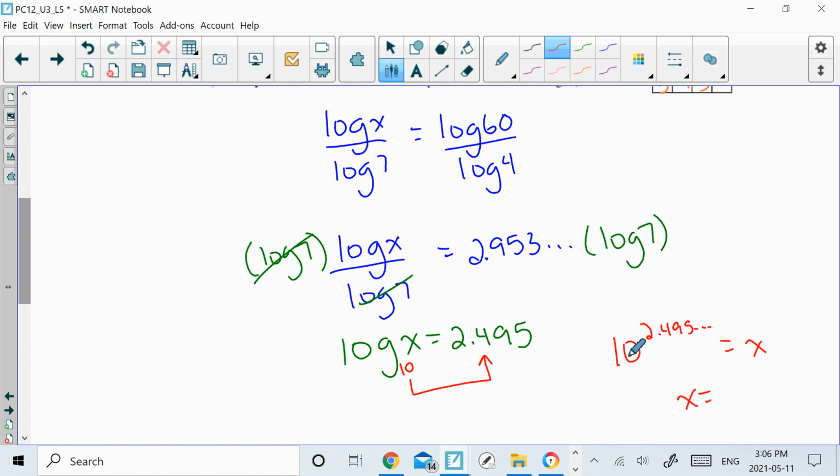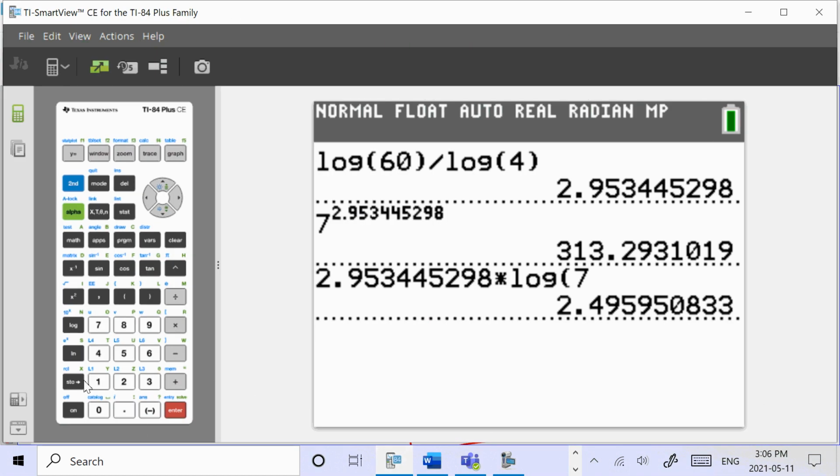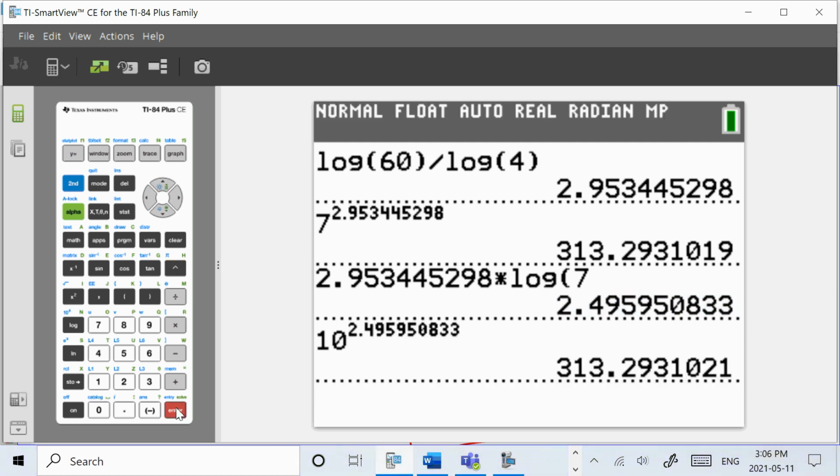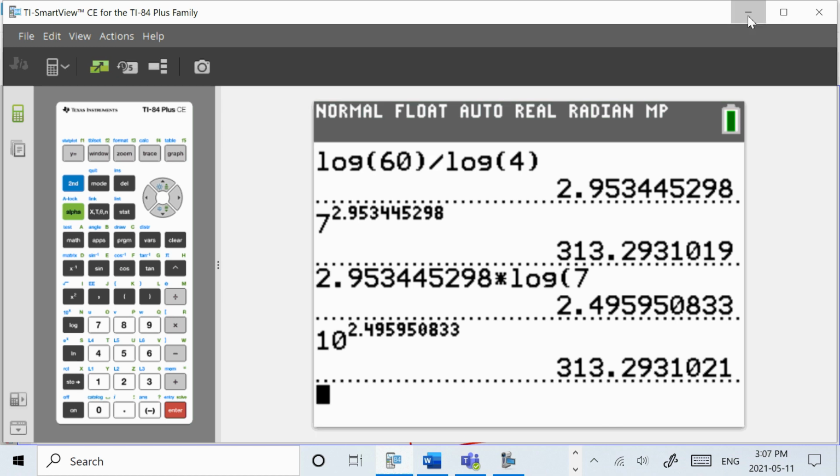So once I type in 10 to that power, I have what x is, and it should be the exact same answer of 313. So we'll just verify that. So 10 to the power of that, there's our 313. So two different methods that you could use to solve this.